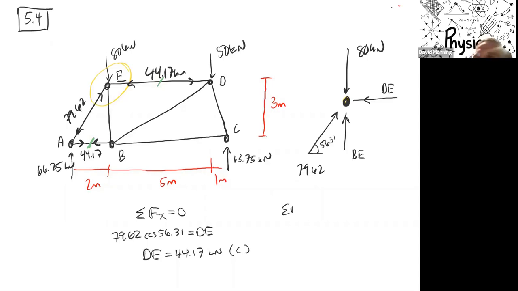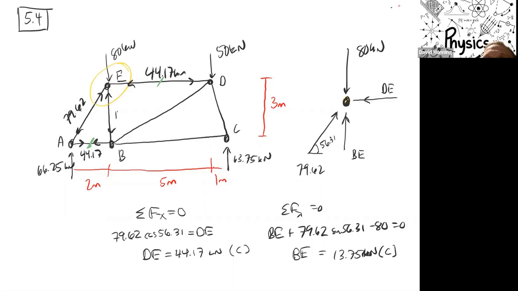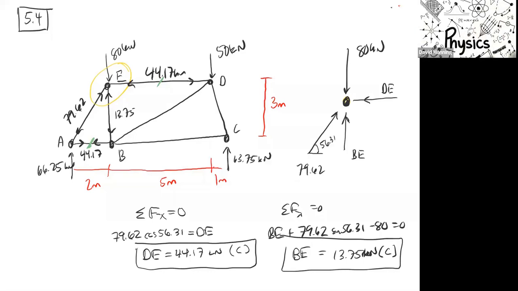And then sum of the forces in Y equals 0. We're going to have BE plus 79.62 sine of 56.31 minus 80 equals 0. BE equals 13.75 kilonewtons, and that is compression as well. And then we just fill out the rest of the truss, and that's what you'll do for homework. So that is the method of joints. We'll do the same thing on Wednesday evening. I'll go through the method of joints again, do more problems, and answer any questions that you have.